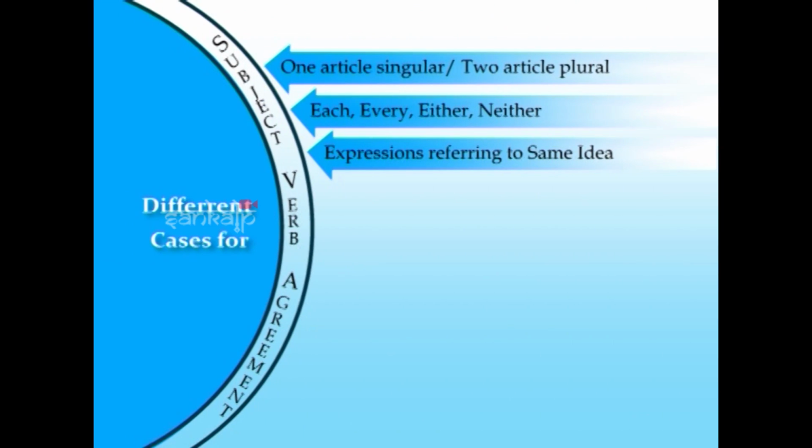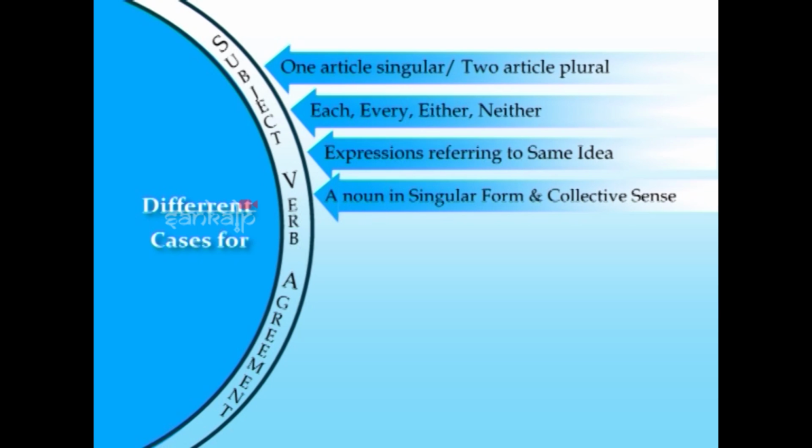That is it. Next, a noun in singular form and collective sense. That means, listen here what happens. Basing on it, many questions come in your exam also. Suppose some collective nouns are there. The collective nouns will always take a singular verb. Collective nouns means what? Name given to a group of persons or things or animals.